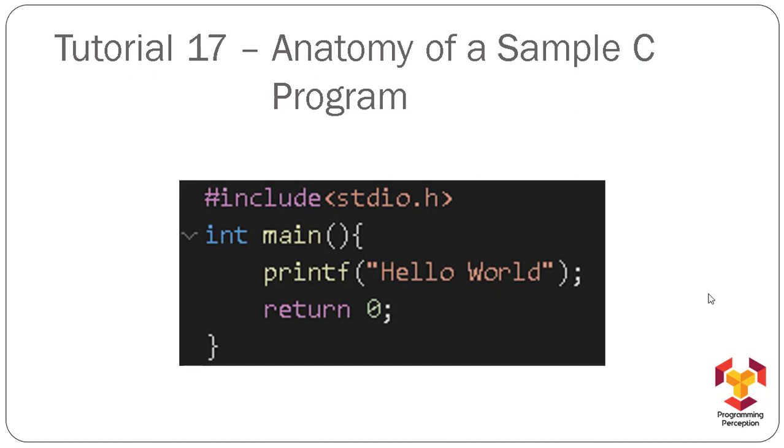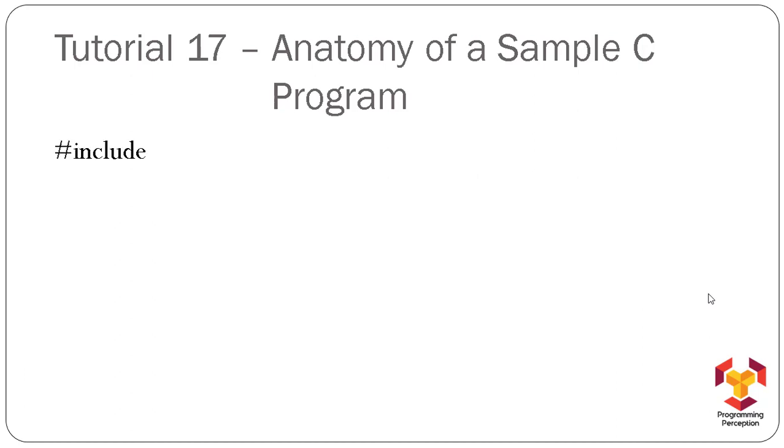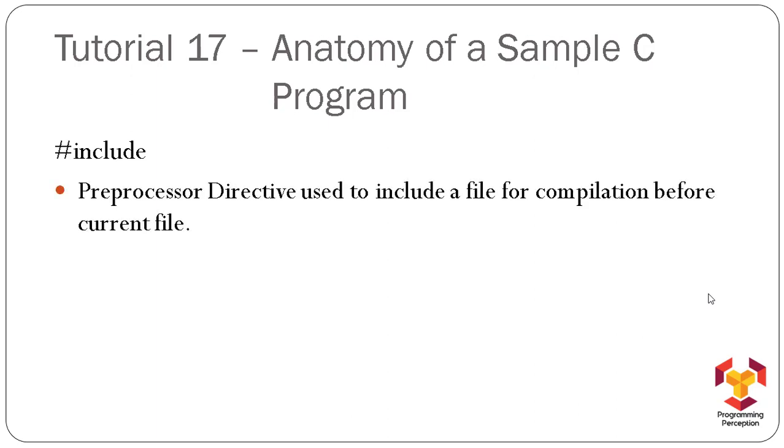So let's proceed. Now the first thing that you see in the program is hash include. Now what is this hash include? It is actually a preprocessor directive. Now what are preprocessor directives? We are going to discuss this in detail, but for now you can understand that this preprocessor directive is used to include a file for compilation before the current file.